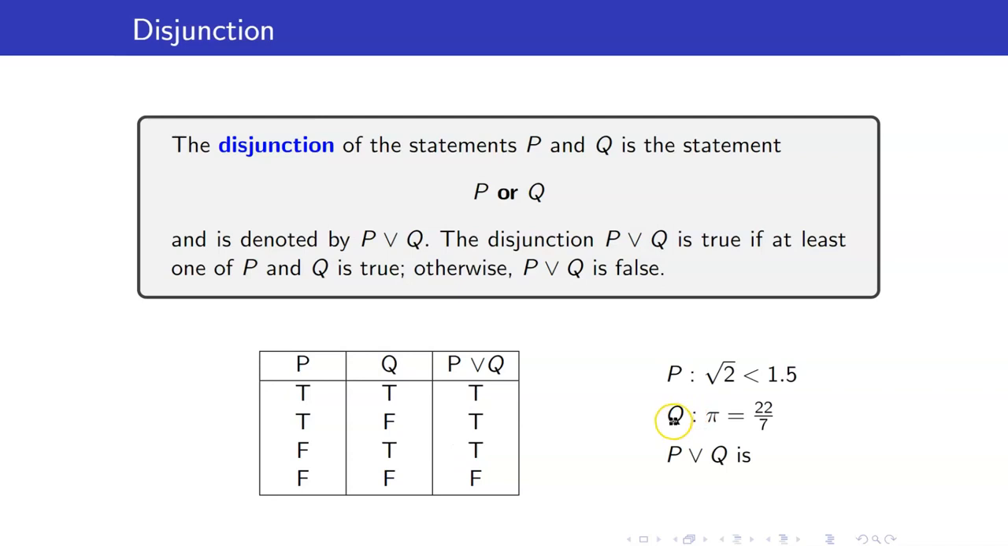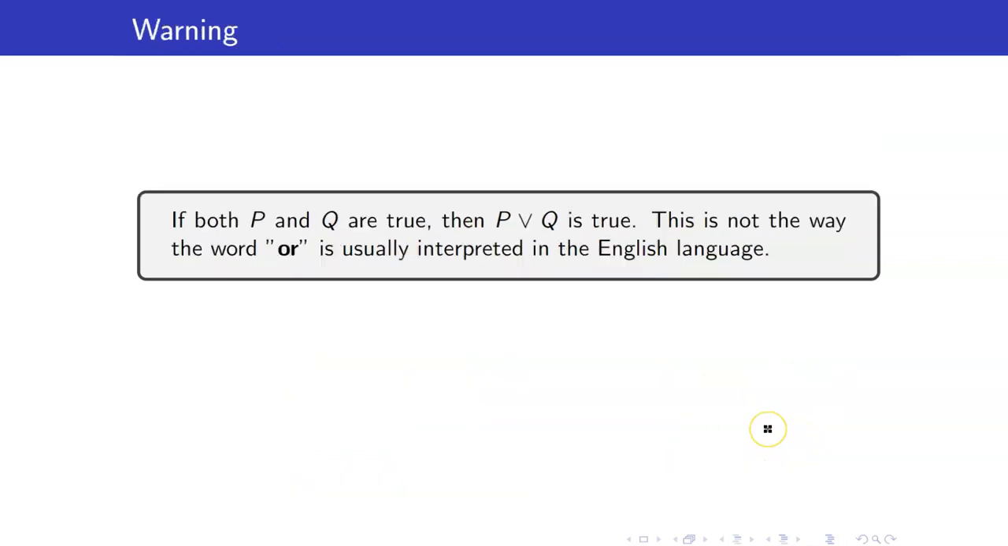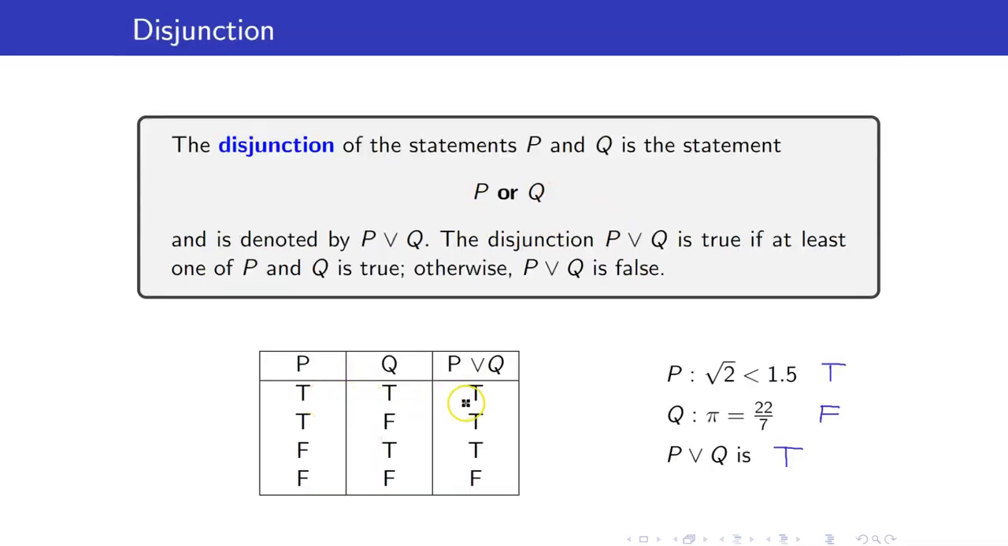Suppose that we have the same statements as before. What is the truth value of P or Q? We've seen earlier that P is true and Q is false. One of them is true. So therefore, P or Q is true. Take note that if both P and Q are true, P or Q is true, right? We've seen that in the truth table.